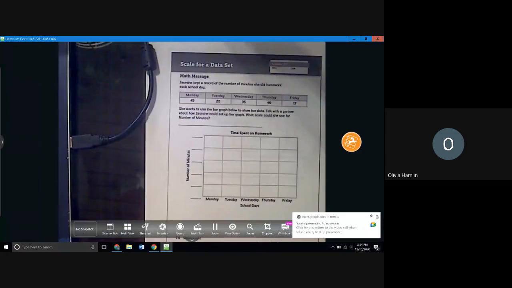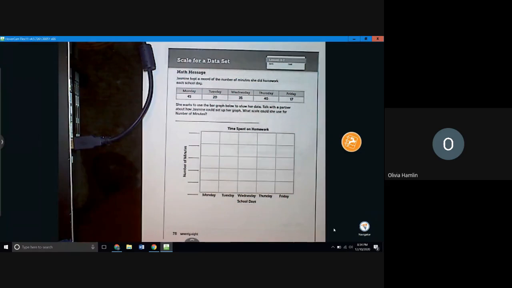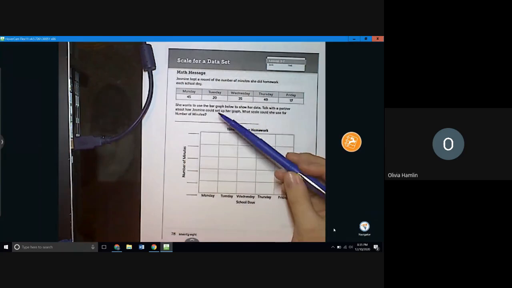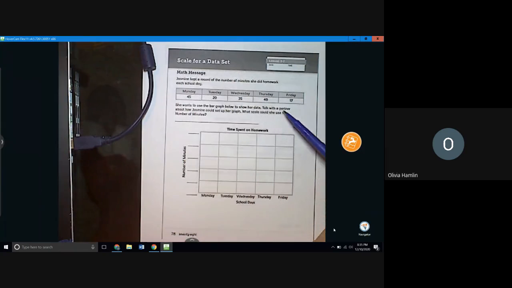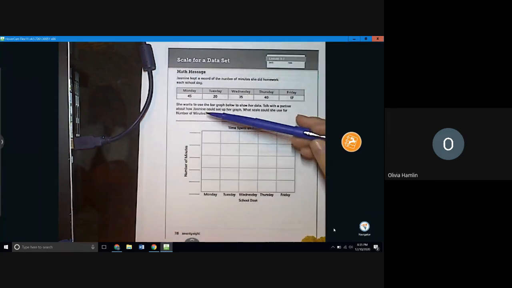All right. In math today, you are going to do 3-7 and 3-8. We're going to flip right away to page 78, and we're going to do this activity together. Jasmine kept a record of the number of minutes she did homework each school day, Monday through Friday. She wants to use the bar graph below to show her data. Now, it says talk with a partner about how Jasmine could set up her graph, but because you're home, I'll just walk you through it.